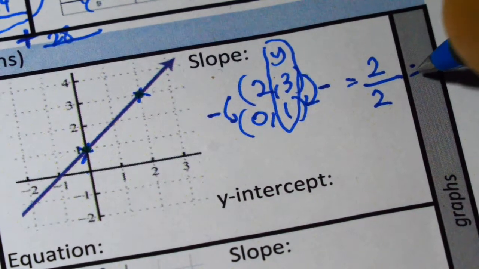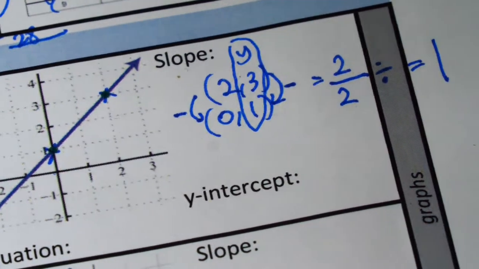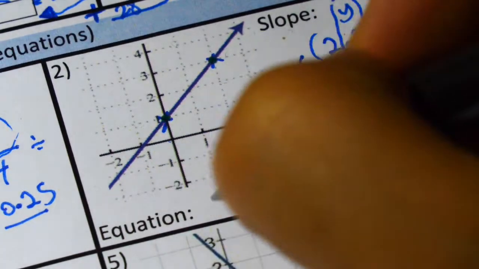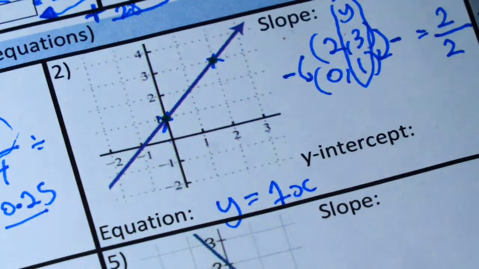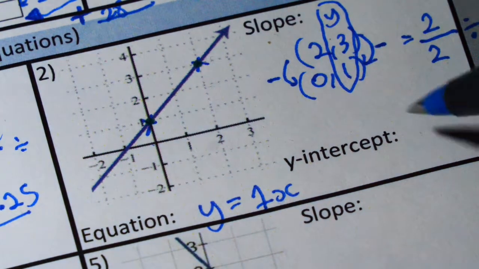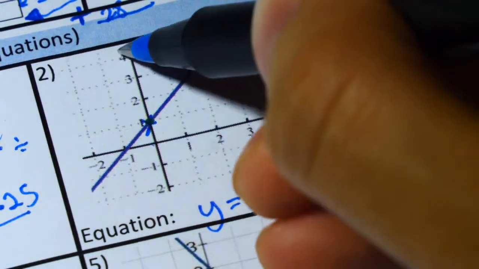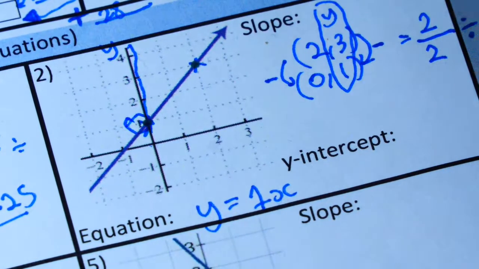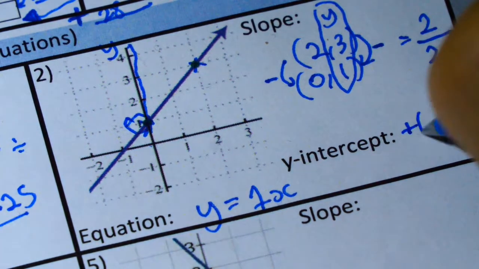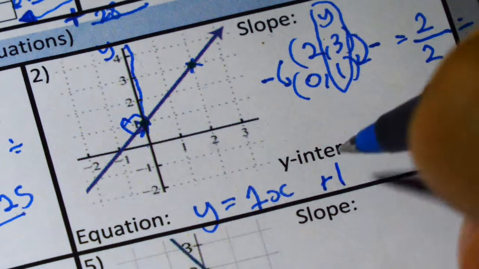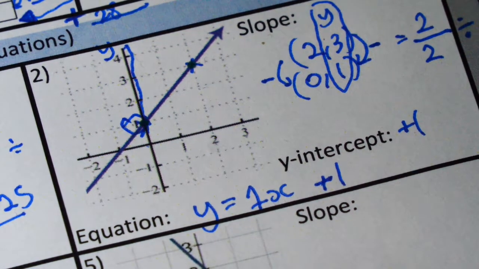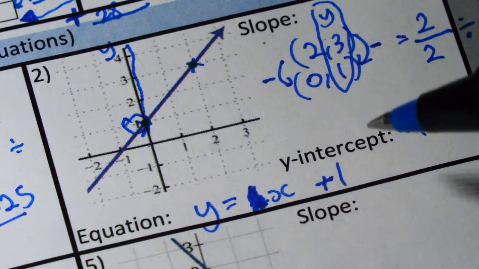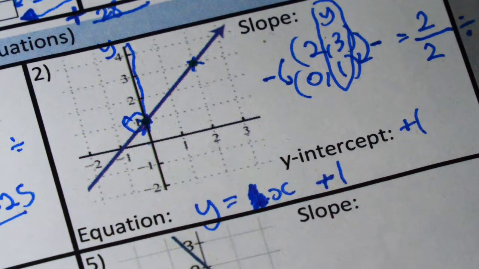2 divided by 2, or 2 over 2, is the same as 1. So our slope is 1. So writing our equation, y equals 1x. Now the y-intercept, where does this line hit the y-axis? Here, at 1. So y equals 1x plus 1. Y equals 1x plus 1. Or y equals x plus 1. This is the same as 1x. Y equals x plus 1.